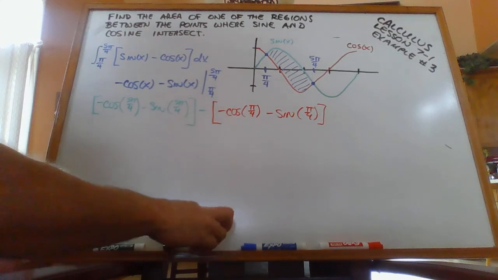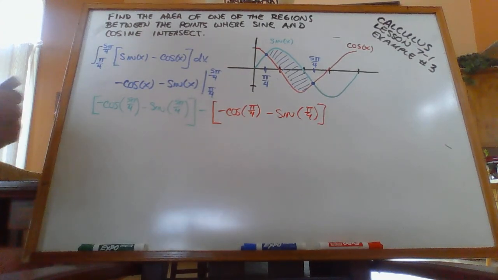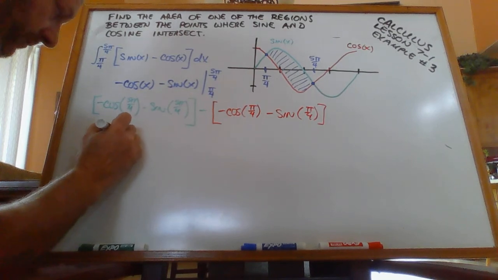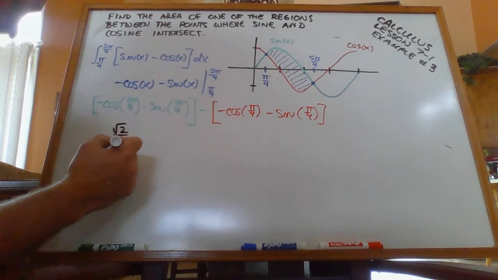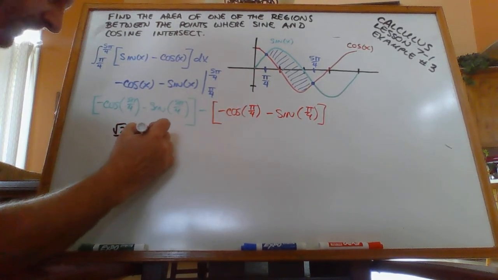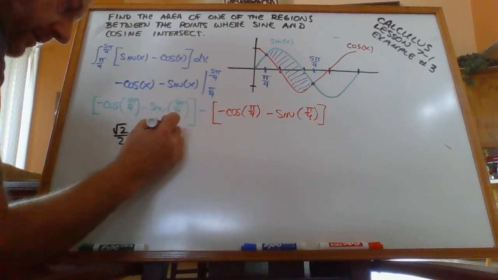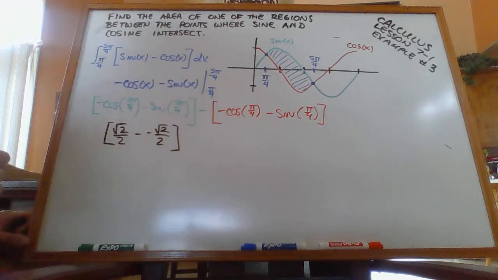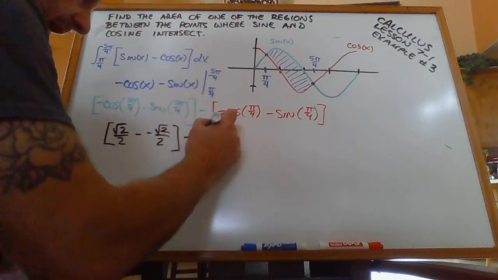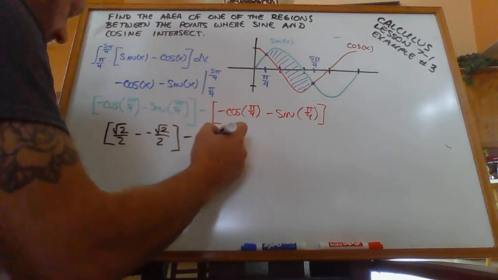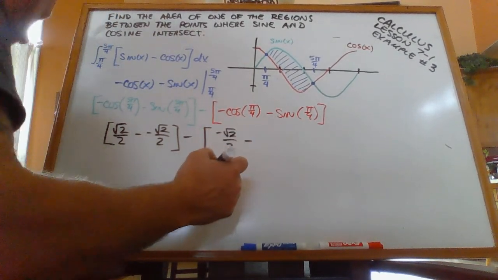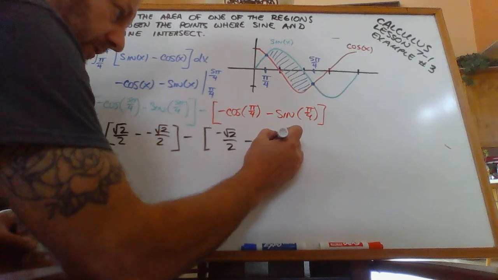Now we just got to figure out what all this stuff is. So this right here is the square root of 2 over 2 minus, this is negative square root of 2 over 2. And then we're going to subtract. This is negative square root of 2 over 2 minus square root of 2 over 2.